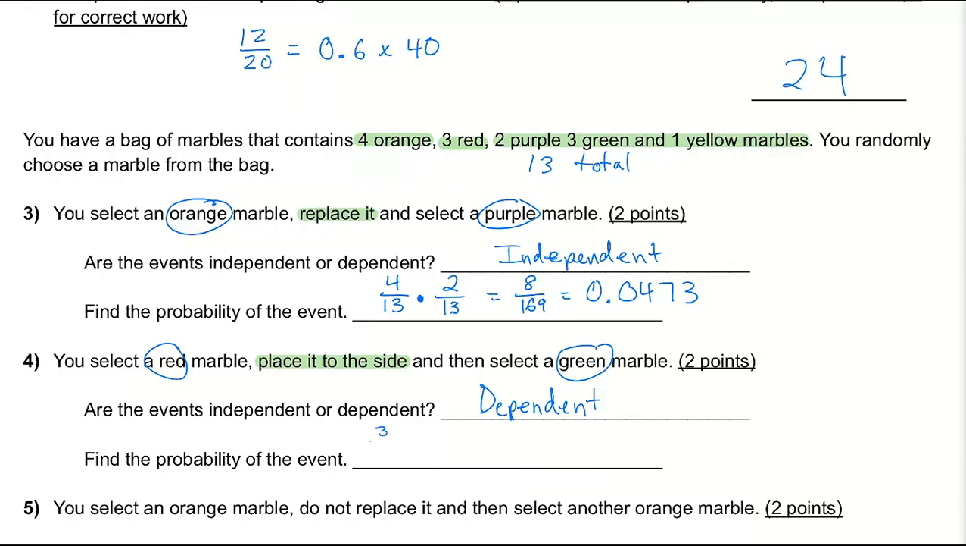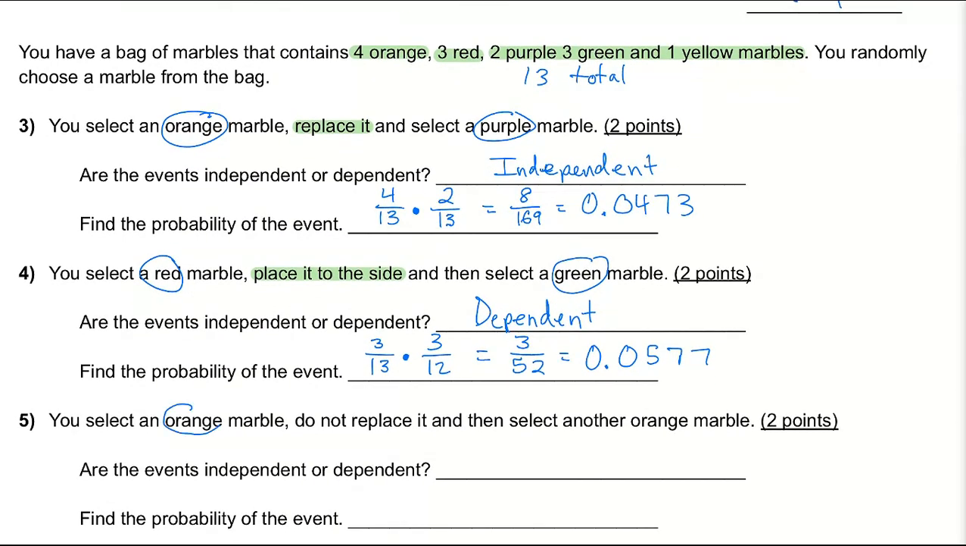There are 3 red marbles out of 13 starting marbles, but because we're putting this to the side, our totals change. Okay, we lose 1 marble because we're putting it to the side. And then there are 3 green marbles. And the green marbles are not affected by the first selection of the red marble because they're 2 different colors. So take 3/13 times 3/12, and I got 3 out of 52, which is 0.0577. Something like that. Okay.